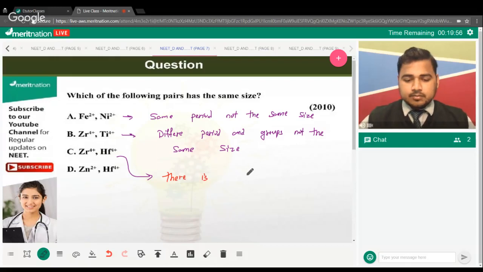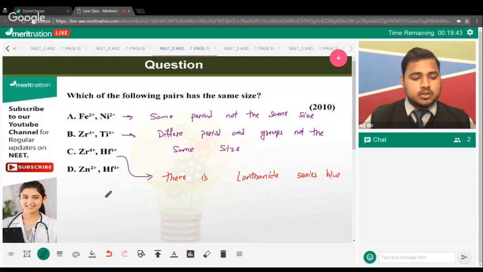there is lanthanide series between zirconium plus 4 and hafnium plus 4.